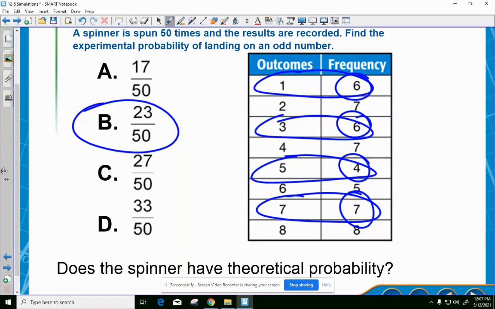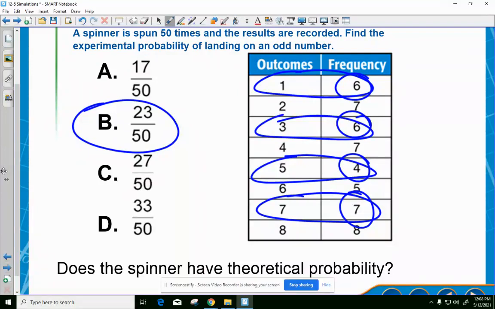Have you seen the spinner? Do you know what the sections look like? In order to be theoretical, what must be true about the spinner? What were you going to say? Good. So you guys are saying the exact same statement. They got to be the same. Could they? Absolutely. Do we know that? We have no idea what it looks like.